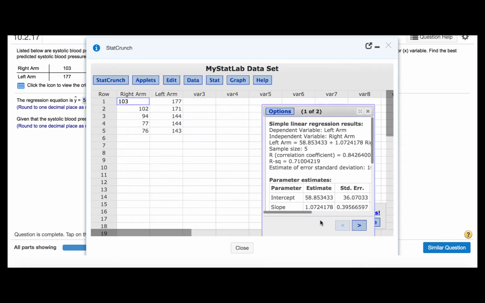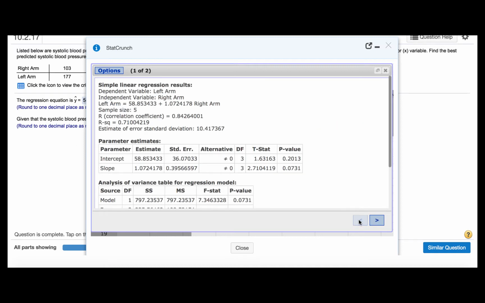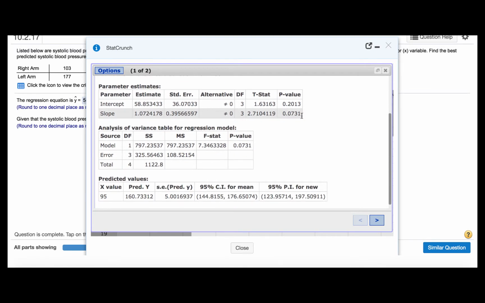Now we'll click Compute. If we click the arrow on the bottom right, we will find a scatter plot that consists of the blue dots and then the fitted regression line. And we appear to have a bit of a linear relationship, except for maybe this one outlier here. So we'll look at the p-value for the test of the correlation and see if we do have a significant model.